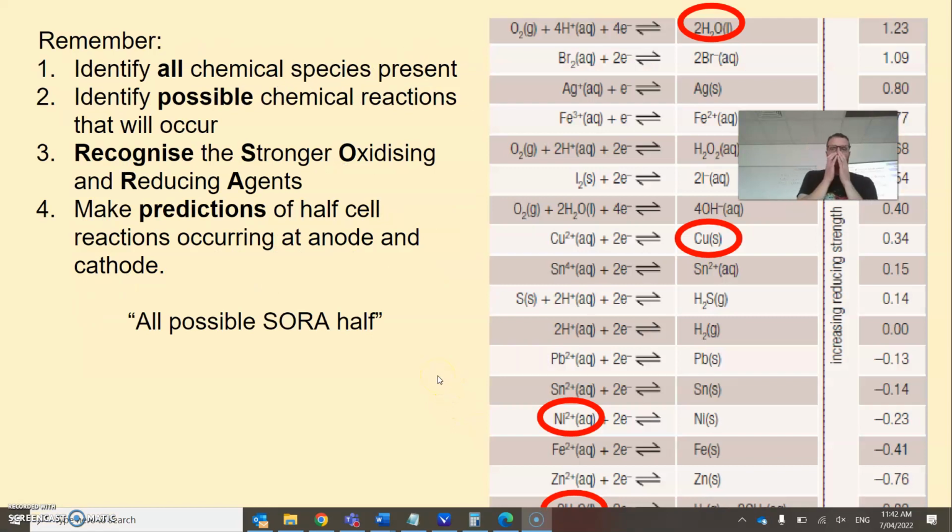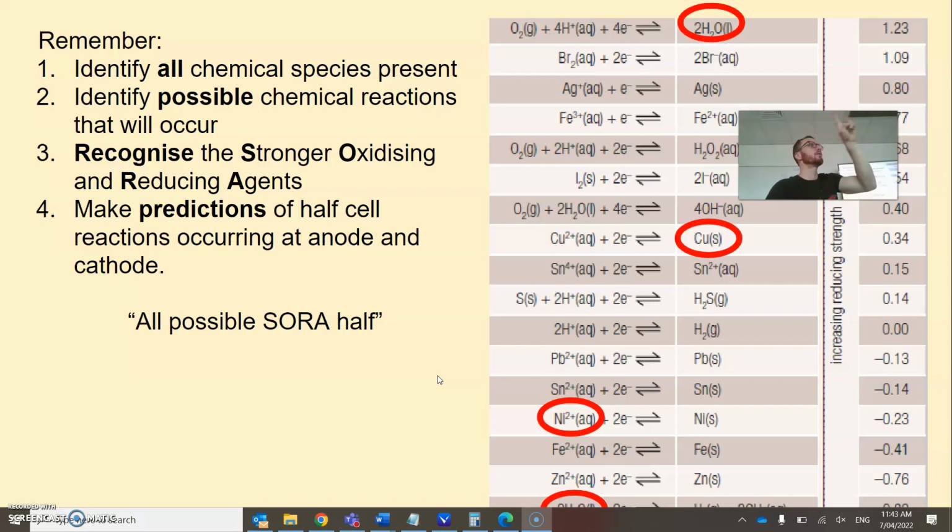Got my electrochemical series. I'm going to identify which chemical species are present. The chemical species that are present are water and copper from the reactive electrodes, and nickel ions and water in terms of the other side. So one way to do this, the mnemonic device, is all possible SORA half. So we're identifying all chemical species present. So I don't have nickel present. That's one important thing to consider. I've got copper electrodes rather than nickel.